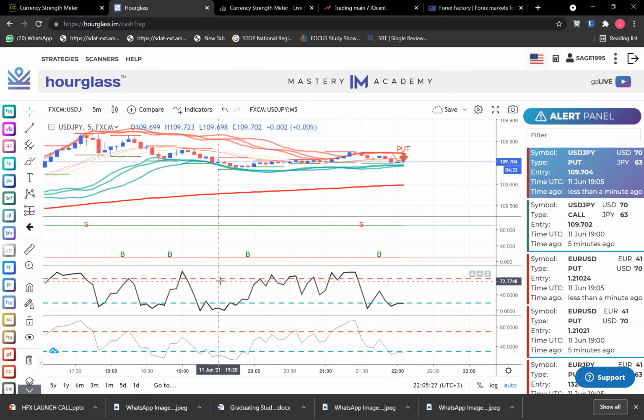Below that is your stochastic. You have your stochastic, and after that, you have your RSI. Now, your stochastic, these green dotted lines are the lines for a buy, and these red dotted lines are the lines for a sell. If you have your price crossing up from the green dotted lines, it is an indication for a buy. If you have your price crossing down from the red dotted lines, it is an indication for a sell.